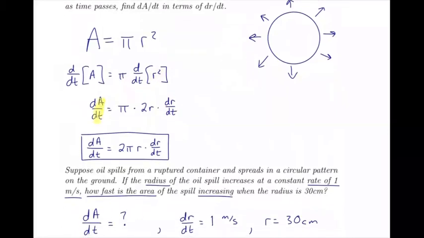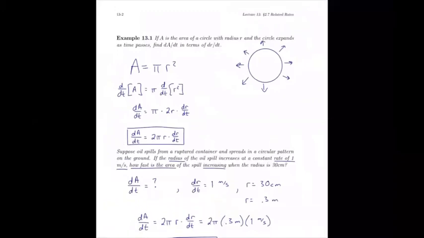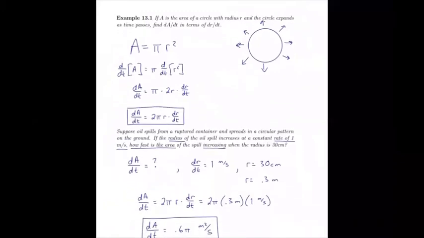Now that tells us dA/dt, the rate of change of the area with respect to time, is equal to 2 pi r times dr/dt. So not only does the rate of change of the area of a circle depend on the radius of the circle, but it also depends on the rate at which the radius of the circle is changing. Okay, so if we think about that, let's look at the next example and we'll see what's going on here then.